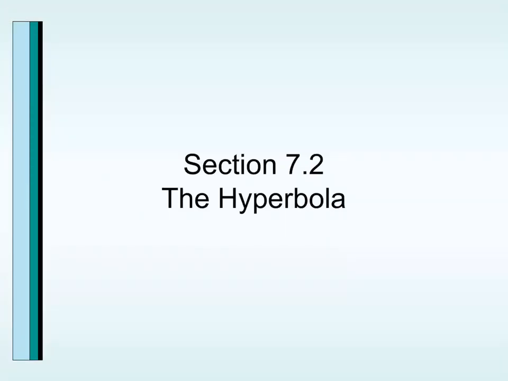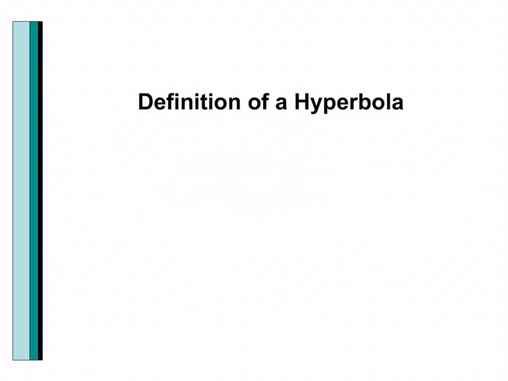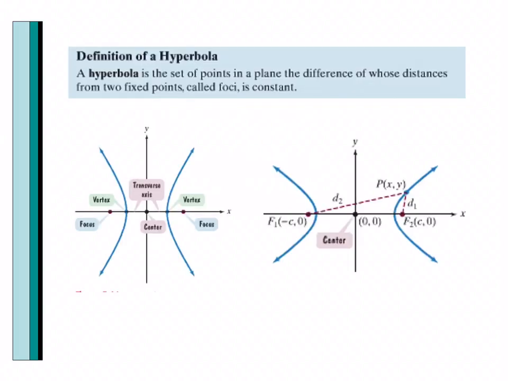All right, we have the hyperbola, which is 7.2. It's another conic section, and you remember the definition for the ellipse was the set of all points such that the sum of the distances stayed the same. For the hyperbola, it's the set of all points such that the difference in the distances from two fixed points stays the same. So we have a hyperbola.